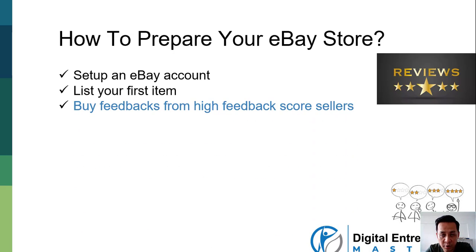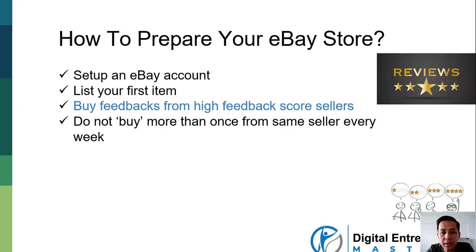The next step, which is very important, is to buy feedbacks from high feedback score sellers. How to execute this step is very simple. Later I can show you by walking you through some of the products that you can buy from eBay. Do not buy more than once from the same seller every week. eBay knows that some sellers want to increase their feedback score, so they keep buying from the same person. If you buy from the same person, you will only be counted once in a week. So if you want to buy from the same person, buy it next week.